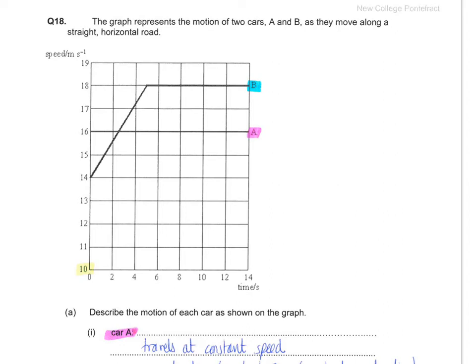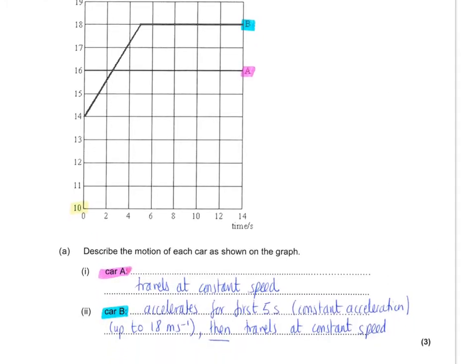This is the Mechanics Homework Booklet, question 18. The graph represents the motion of two cars, A and B, as they move along a straight horizontal road. So you should begin by looking at the axes first of all, and you'll notice you have a speed against time graph. The first part of the question asks you to describe the motion of each car as shown on the graph.